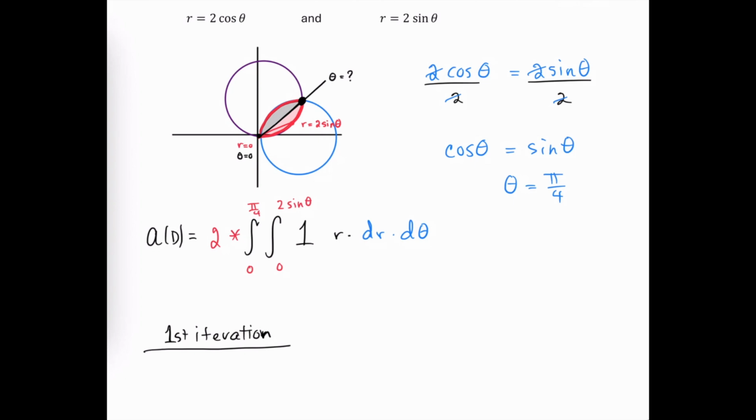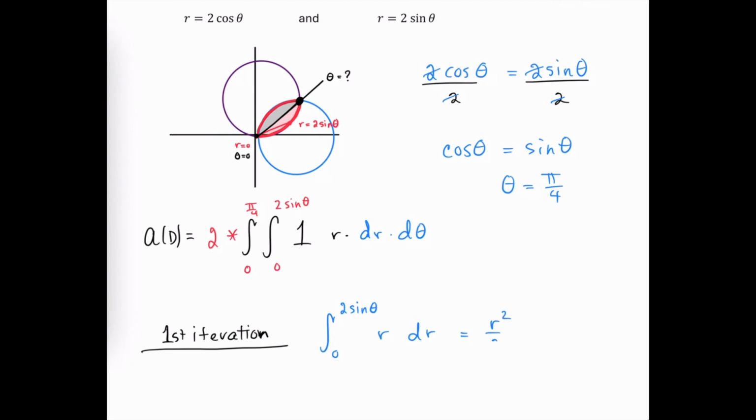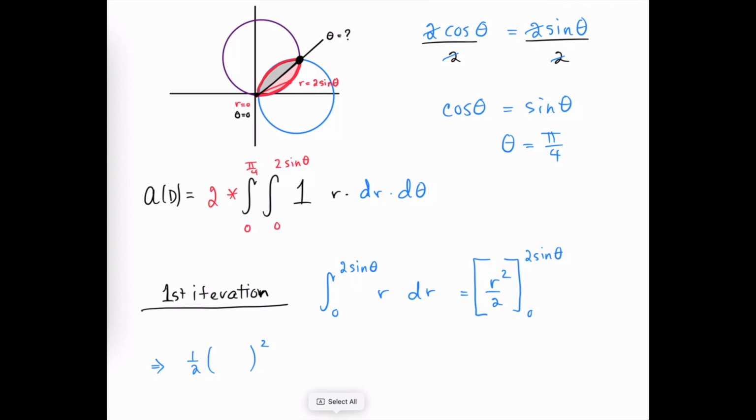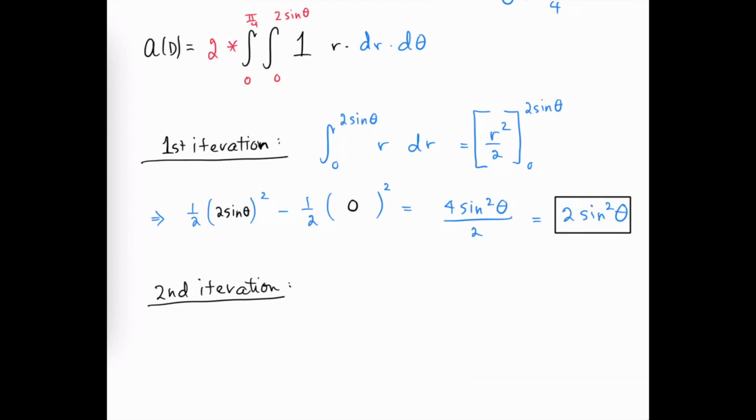So let's begin with the first iteration from 0 to 2 sin θ of r dr. The integral of r is going to be r²/2, and we evaluate from 0 to 2 sin θ. So plugging in our upper limit of 2 sin θ, and then plugging in the lower limit of 0, we end up with 2 sin²θ that's going to be used as the integrand for the second iteration. Let's remember at the end we're still going to need to multiply everything by 2, but for right now we're going to look at the integral from 0 to π/4 of 2 sin²θ dθ.